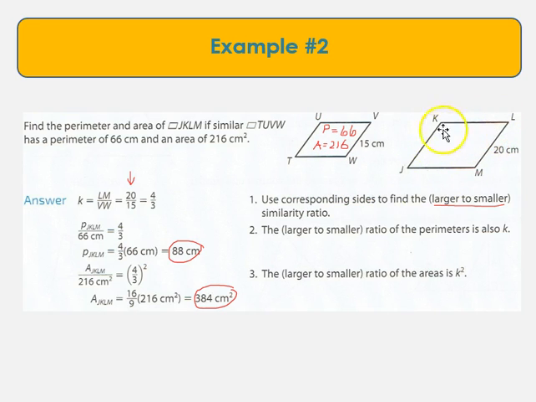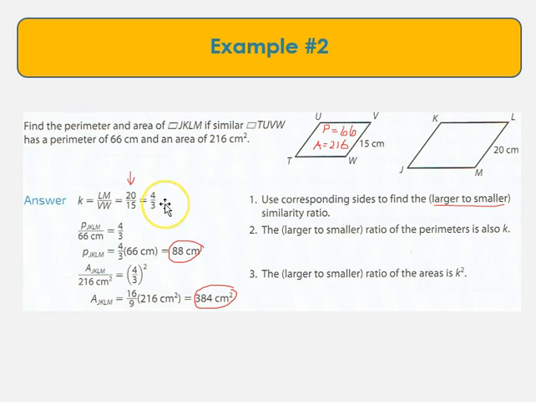Let's look at the larger figure, which has side length LM, which is 20, and compare that to the smaller figure with the same side length, which is 15. Our scale factor is 20/15, or when reduced, 4/3. So the constant k, or the scale factor, is 4/3. That's the first thing you will find. You'll use the corresponding sides to find the larger to smaller similarity ratio, which is your scale factor. For these problems, you'll use large to small.